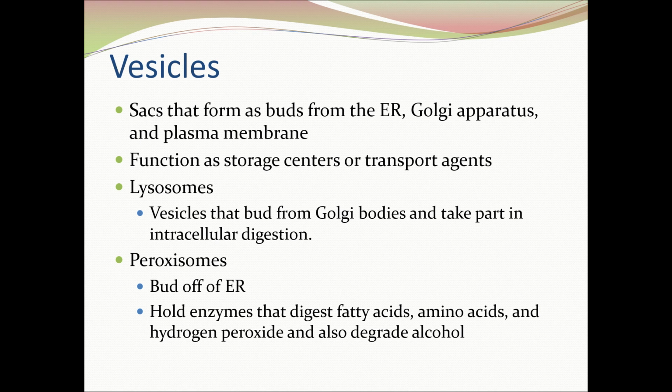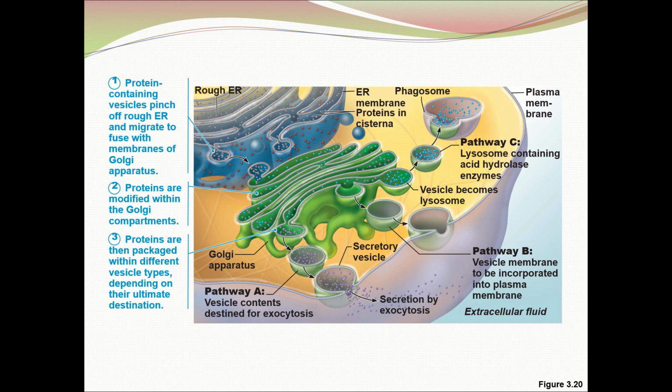Peroxisomes bud off of the endoplasmic reticulum, and they hold enzymes that digest fatty acids, they digest amino acids, and they also have hydrogen peroxide that will help to degrade alcohol and free radicals, which are toxic substances that can damage the cell. Altogether, this forms an organelle system called the endomembrane system.